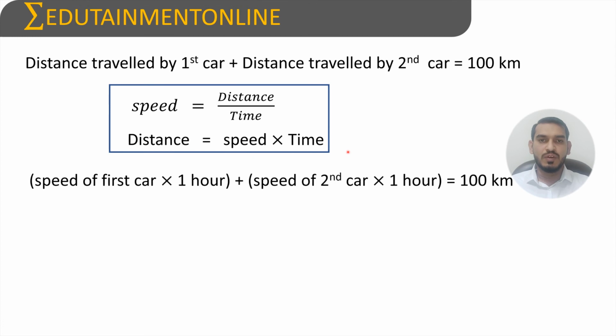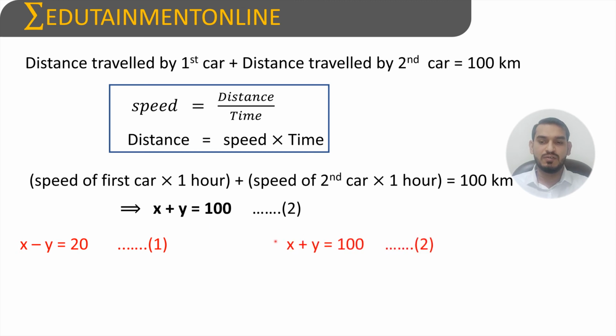So we know the formula for speed is equal to distance by time, so distance is equal to speed multiplied by time. So the distance traveled by the first car, speed of the first car times 1 hour, plus the speed of the second car times 1 hour, is equal to 100 kilometers. Now we have the speed of the first car as x and the speed of the second car as y. So x plus y is equal to 100.